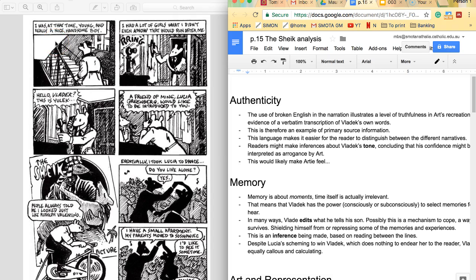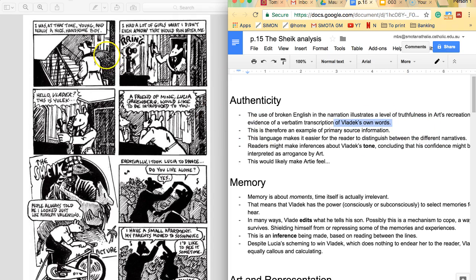Now, in my class, we noted that this was broken English and it was very easy to note that that was the narration, the present day narrator, Vladek, telling his story. And what Miss Hando extended on that is she said it gives it a sense of authenticity. The use of broken English in the narration illustrates a level of truthfulness in Art's recreation, which is this book, because this is a verbatim or word for word replication of what Vladek said, his own words.